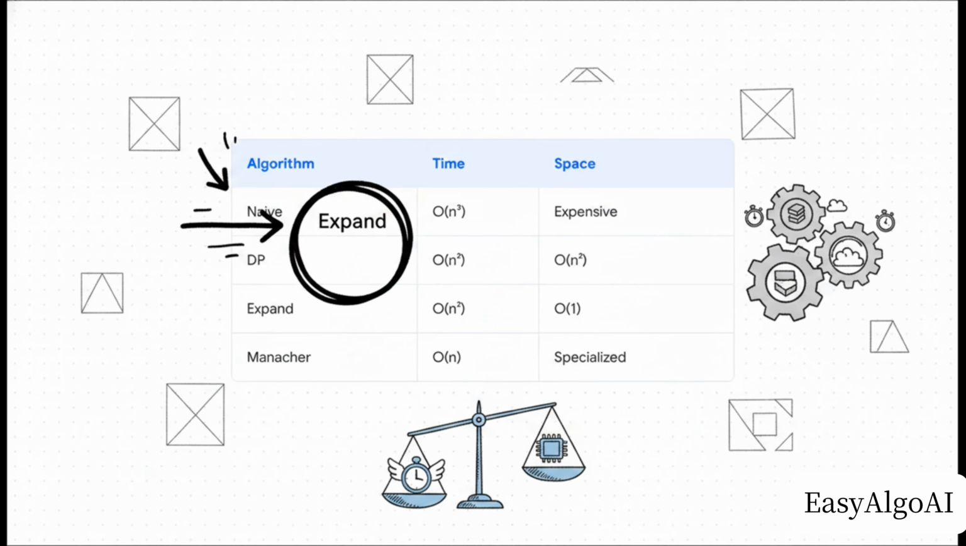So when we look at the final scorecard right here, the expand from center algorithm hits the absolute perfect sweet spot for your interviews. It gives you a fast O(n^2) time complexity while maintaining that brilliantly lean O(1) space complexity. It is the ultimate balance. We started with a super heavy O(n^3) brute force disaster. We moved to a fast but bloated O(n^2) dynamic programming grid. And finally, we synthesize the logic into a pointer-based expansion that requires virtually no memory at all.